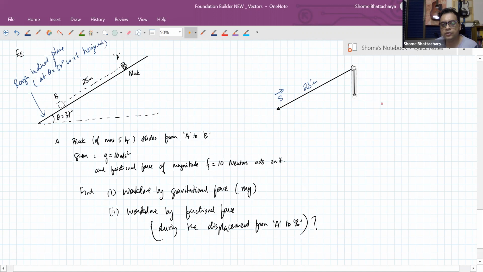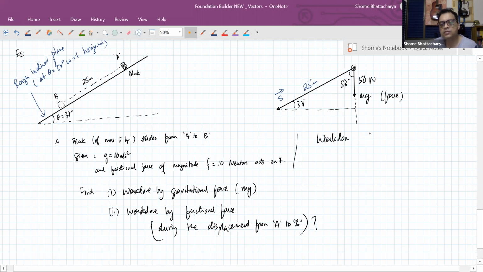So the force we are talking about, okay, this is the force and this is the displacement. This is of magnitude 50 newtons. Now the important thing is the angle between these two. You can see this angle is 37, so this angle is 53.